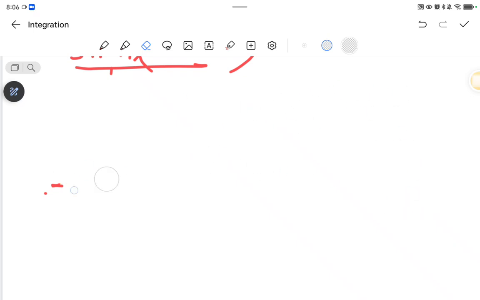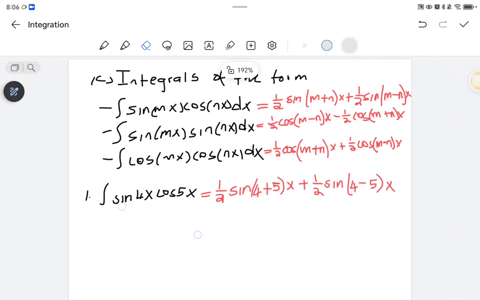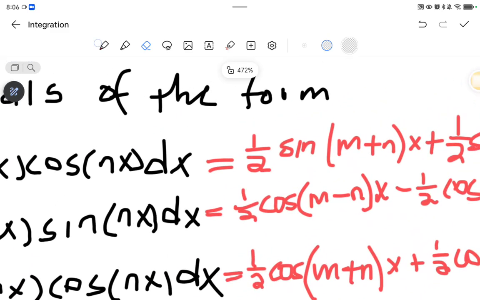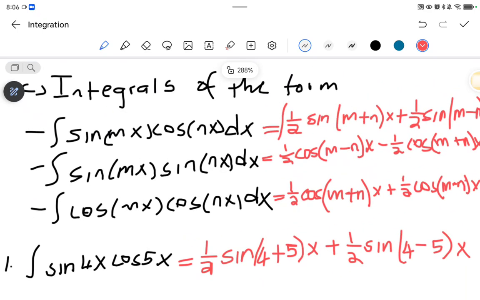Since here I'm applying an integral, it would be best for me to put an integral here so I can remember that this is the case. But because of space, let me just erase these integrals here, and also erase this one.